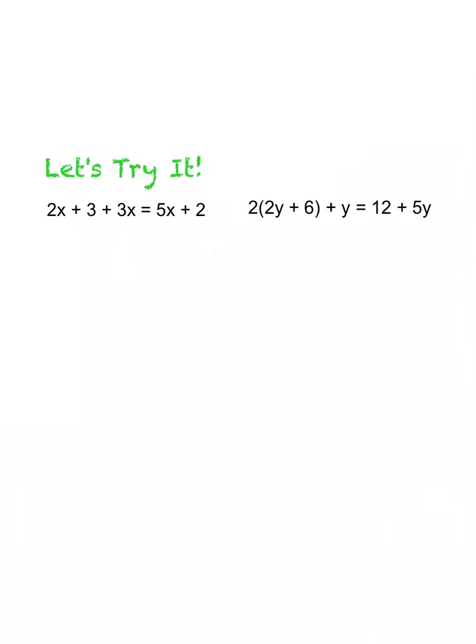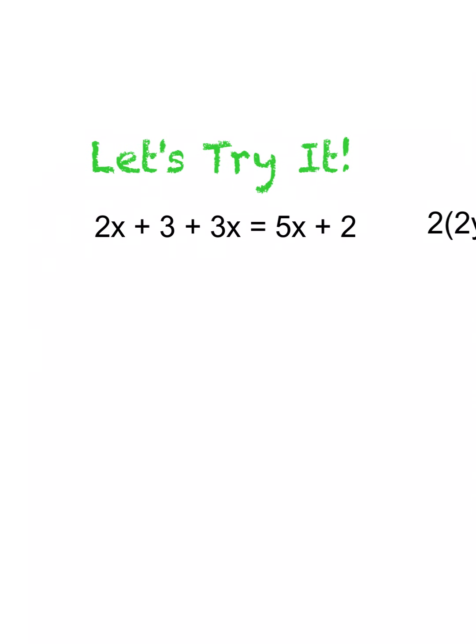So let's try a few. We have 2x plus 3x equals 5x plus 2. Let's combine our like terms. 2x and 3x is 5x. Bring down that plus 3 equals 5x plus 2. We want to combine like terms now and bring all the x's to one side. You can choose which x values you are going to move here. I'm going to move the right ones, 5x, and subtract those from both sides.